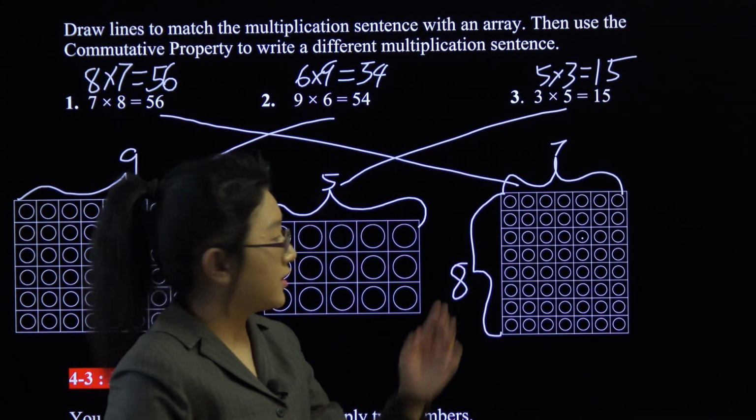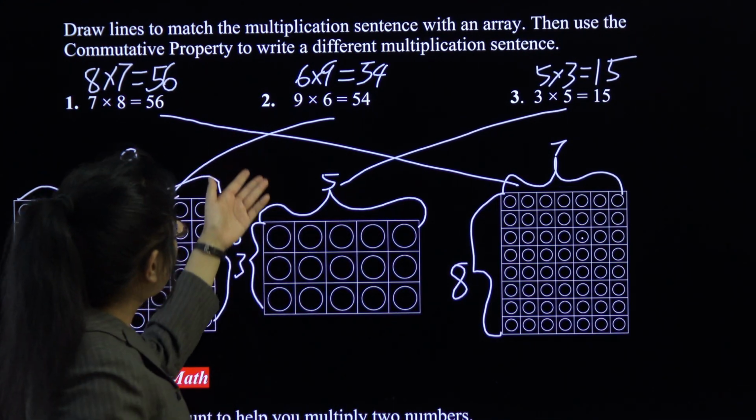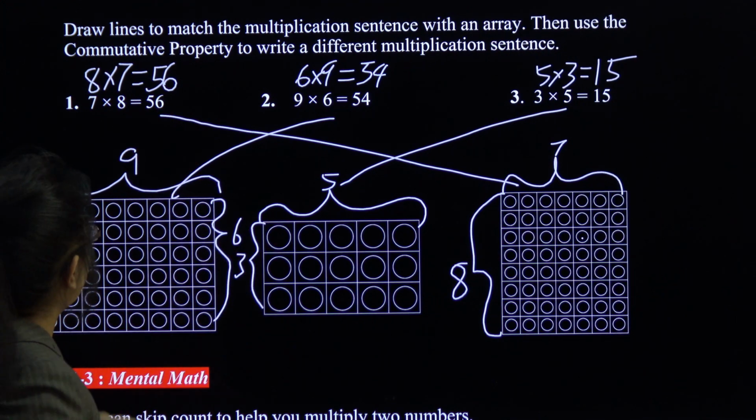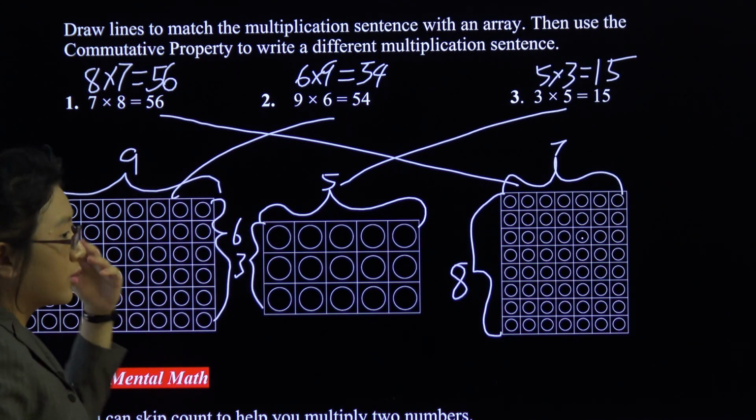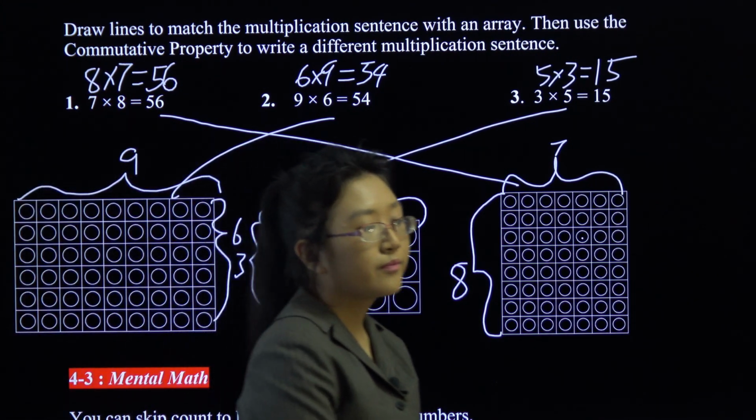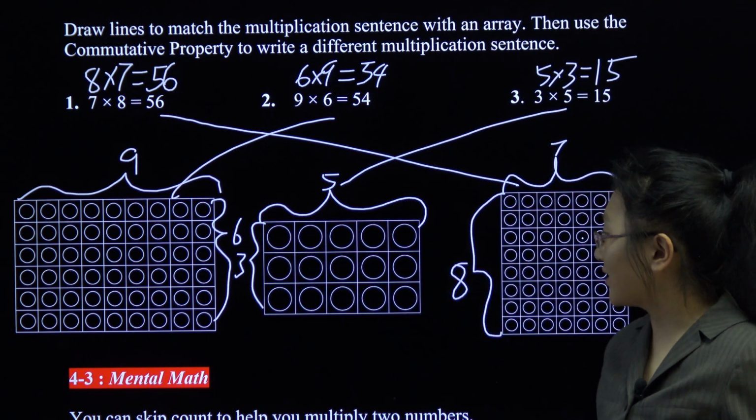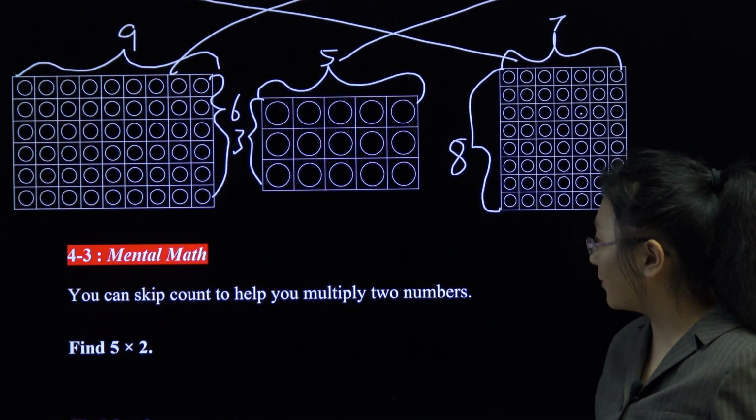Five times 3 is equal to 3 times 5, 9 times 6 is equal to 6 times 9, 8 times 7 is equal to 7 times 8. We continue to the next section, which is about mental math.